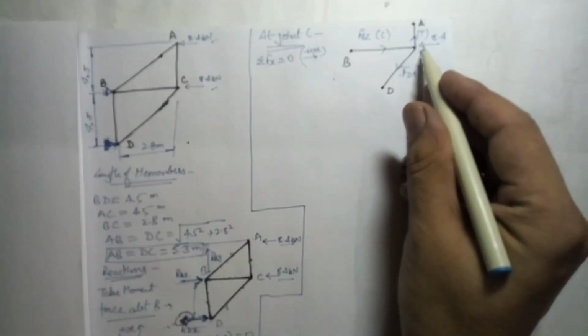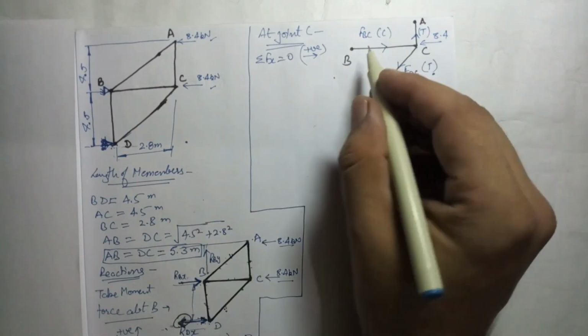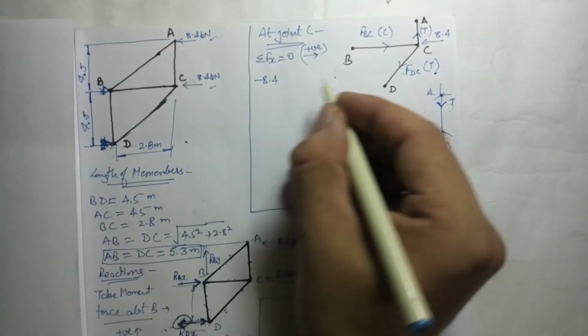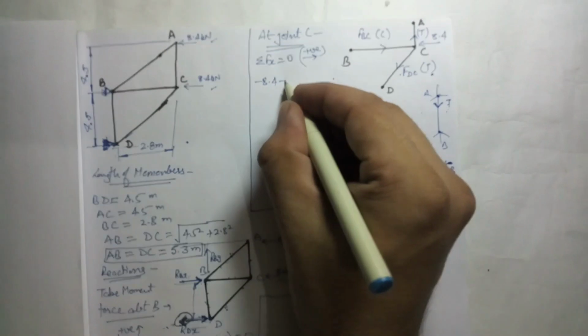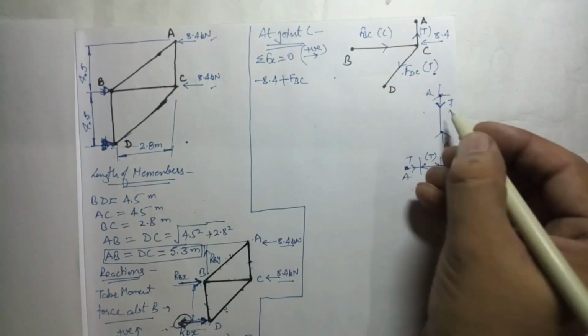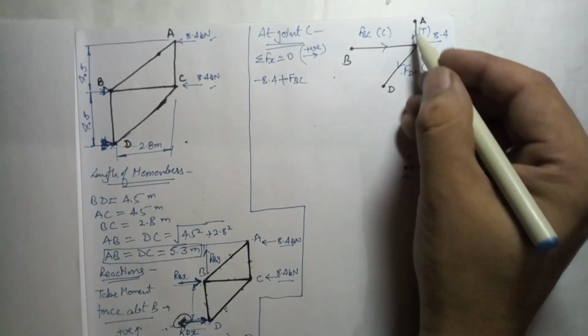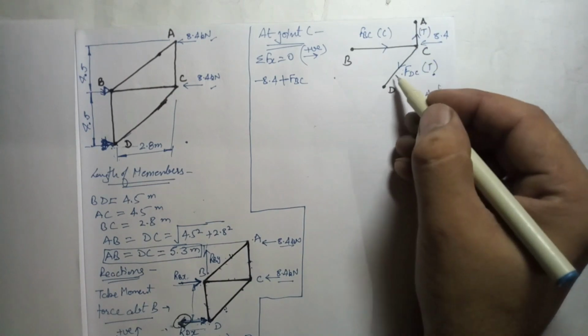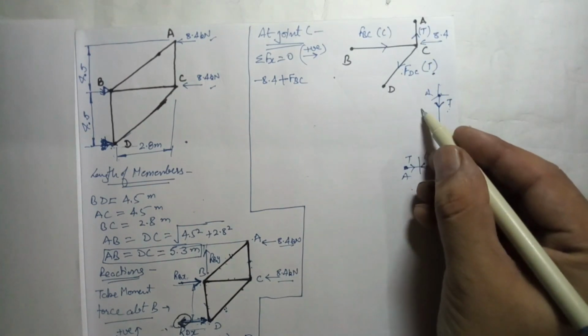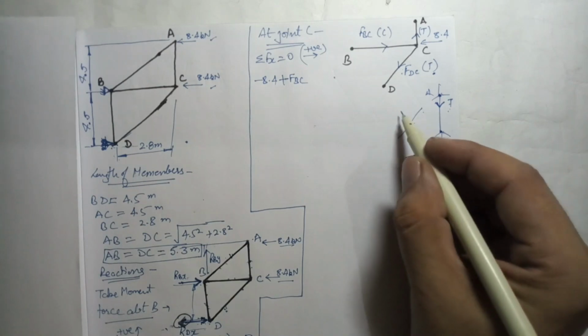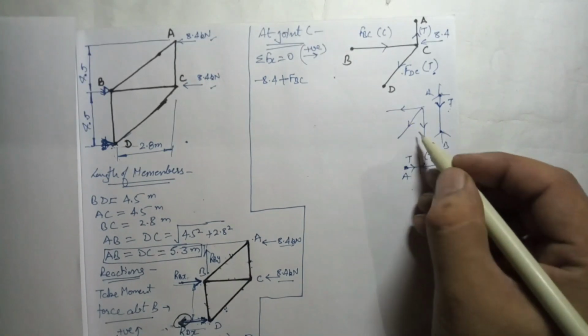Now what are the various forces? This is going right side, left side, so this is minus 8.4. FBC is positive because it is going right side. After that, there is no component of this, but this one will have a component. Now what will be the component? A diagonal force is there. Just try to understand all the force systems, only then you can solve these numericals.